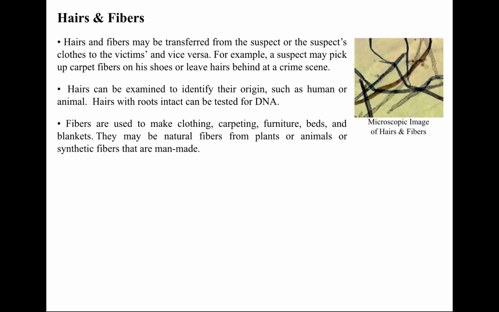And then fibers from things such as clothing, carpet, furniture, beds, and blankets can be compared to link a suspect or victim with a crime scene. There are natural fibers from plants and animals, but there are also synthetic fibers that are man-made, such as spandex, that are more of a plastic. And all of these will provide specific connections between a crime scene and a suspect.